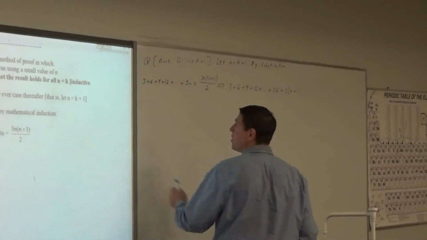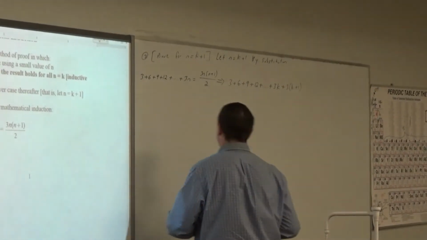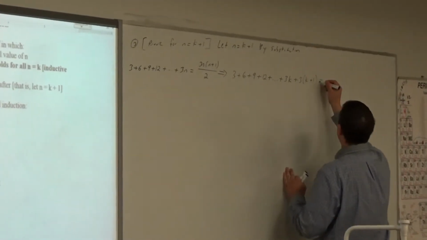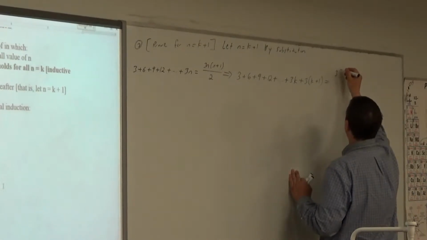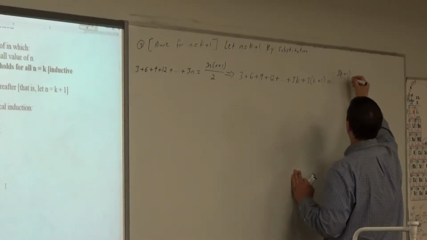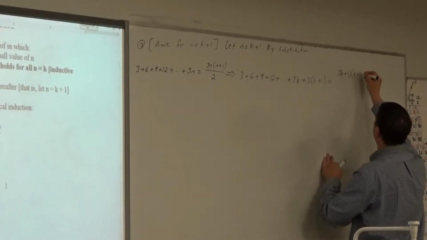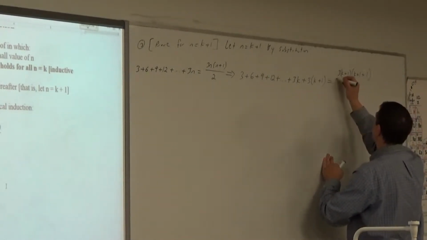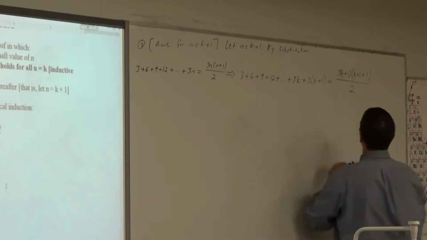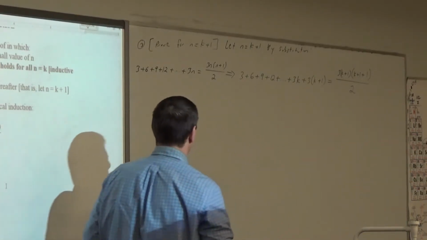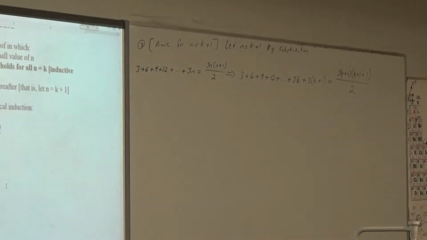On the right-hand side, we just directly substitute k plus 1 back in for n. So this becomes 3 quantity k plus 1, quantity k plus 1 plus 1. You could immediately write that as k plus 2 if you wanted to, divided by 2.